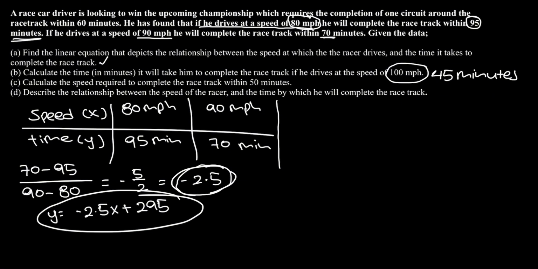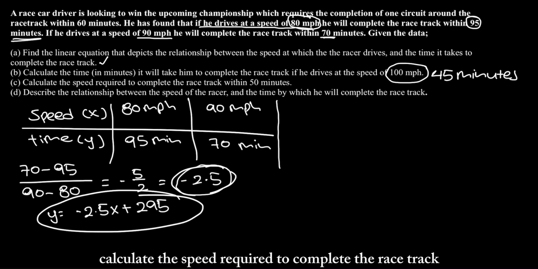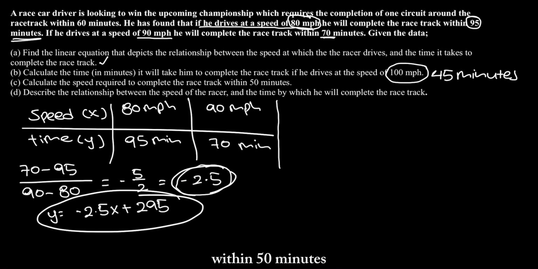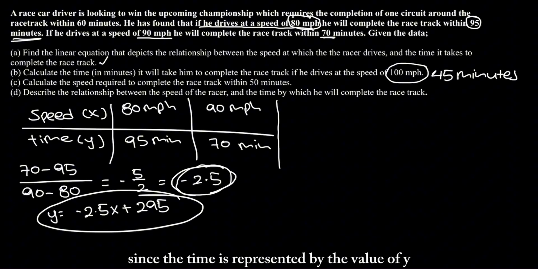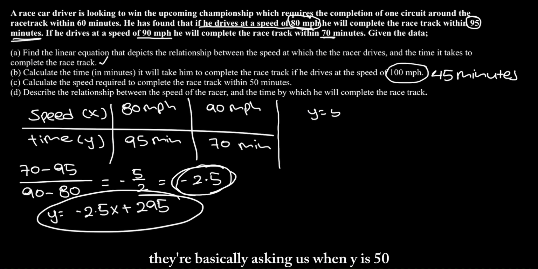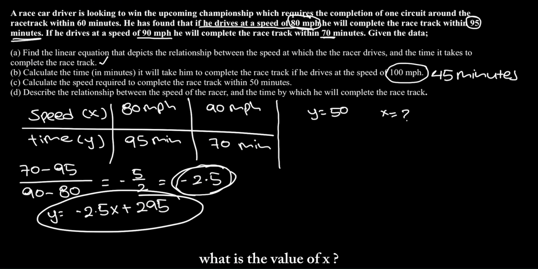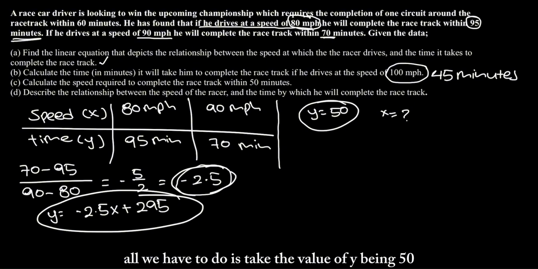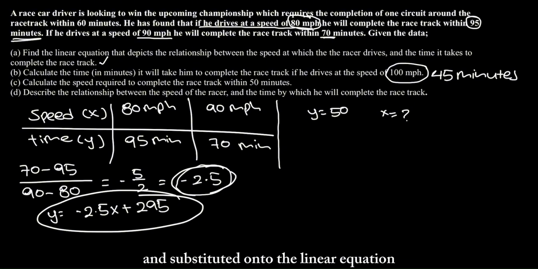Part C. Calculate the speed required to complete the racetrack within 50 minutes. Another way of asking this question is this. Since the time is represented by the value of y, they're basically asking us when y is 50, what is the value of x? All we have to do is take the value of y being 50 and substitute it onto the linear equation.